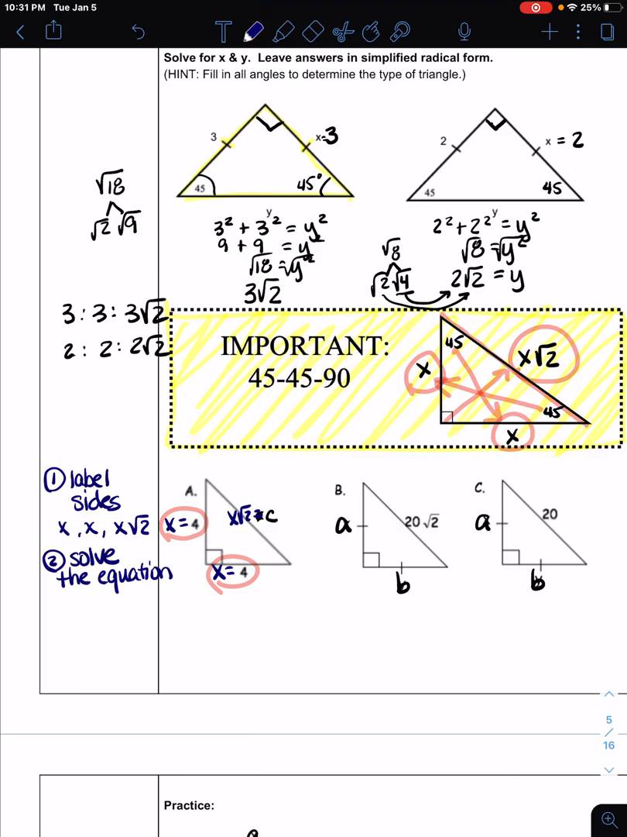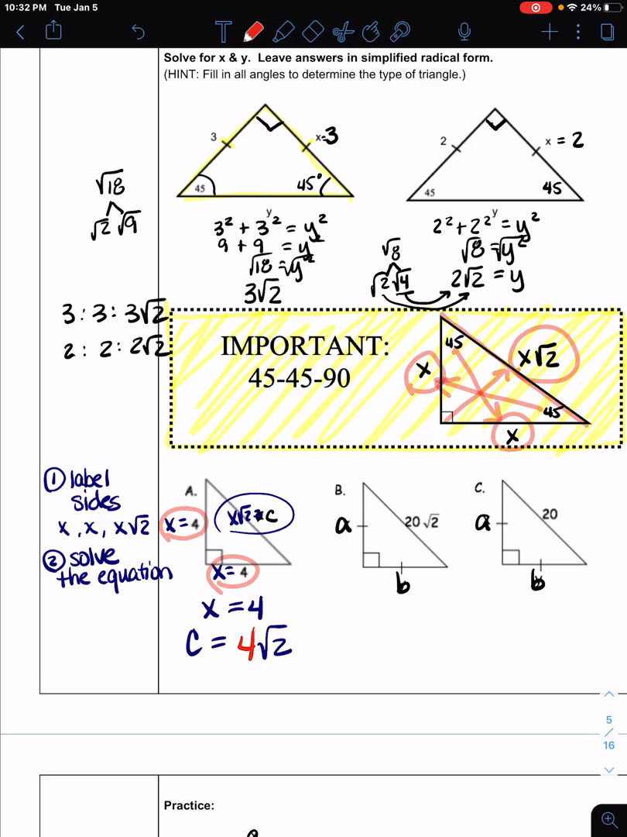Here's what we know then. x is equal to 4. Well, if x is equal to 4, and c is x root 2, right, that's what we have right here, x root 2 is equal to c. Well, I just said that the x was 4. So basically, I just replace that x, literally, I can erase that x and replace it with a 4. So c is 4 root 2. 4, 4, 4 root 2. See how it follows that same pattern where your legs are the same and your hypotenuse is the length of the leg times root 2.